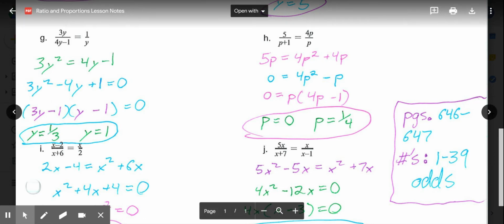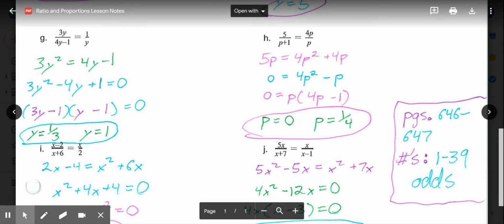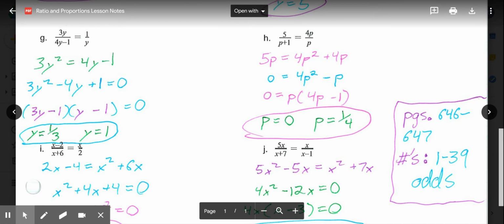3y over 4y minus 1 equals 1 over y. So when we cross multiply, we get 3y squared equals 4y minus 1. So now we want to rearrange into standard form. So we'll subtract the 4y and then add the 1. So 3y squared minus 4y plus 1 equals 0. Now in order to solve that, I need to factor my trinomial on the left. This factors to 3y minus 1 times y minus 1.